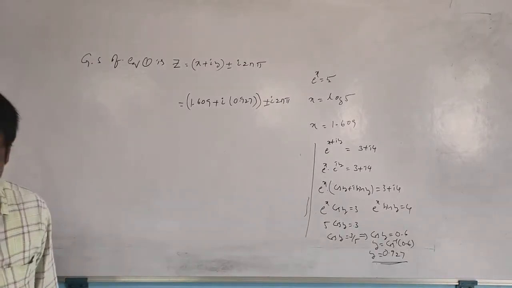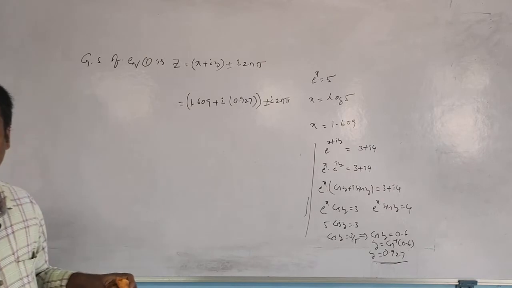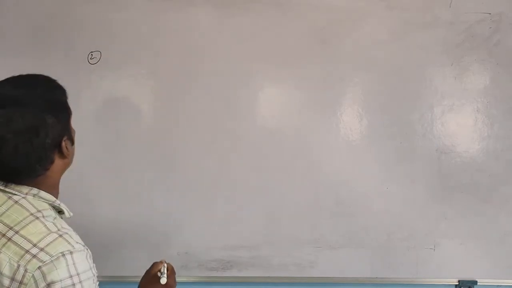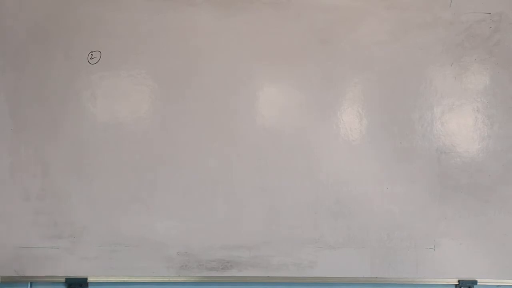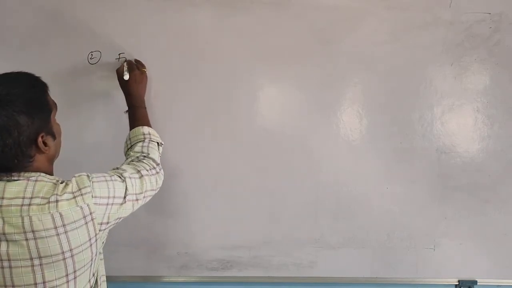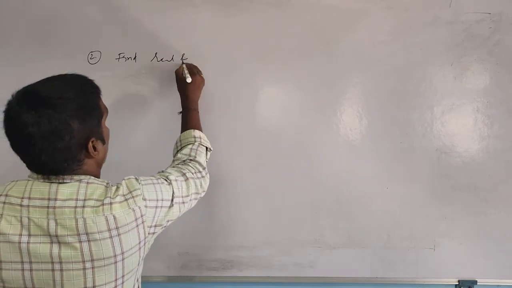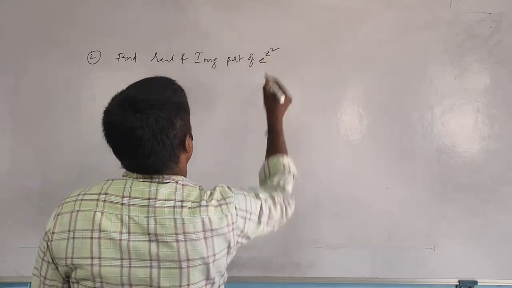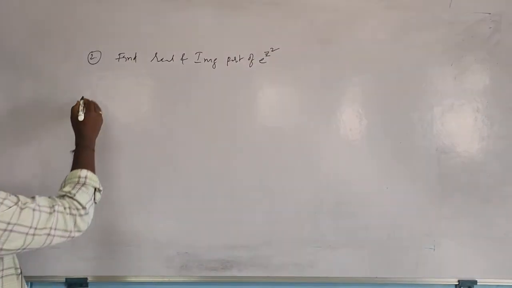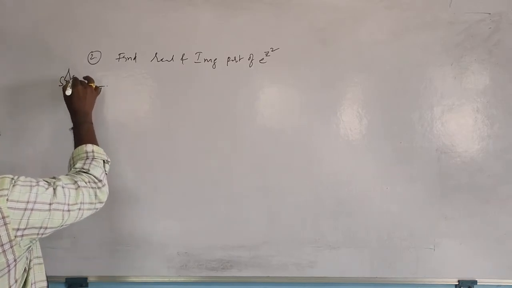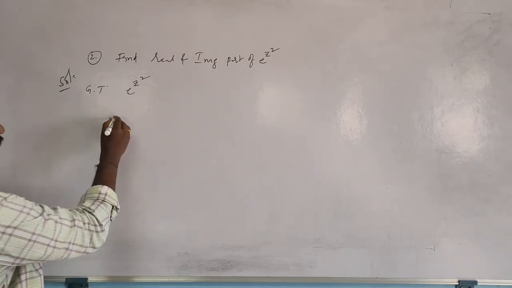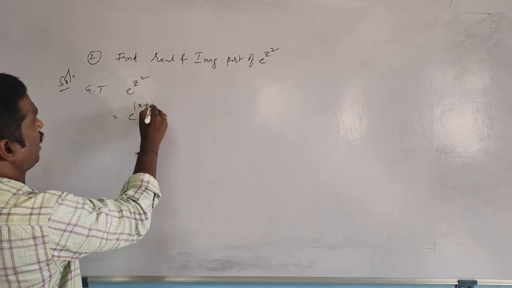Next, go to the second problem. The second problem is: find the real and imaginary parts of e^(z square). Find the real and imaginary part of e^(z square). So what is given here? e^(z square), where z means x plus iy, whole square.